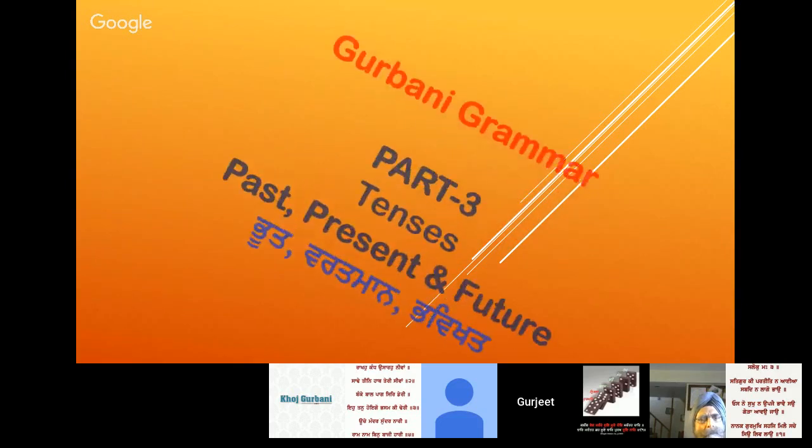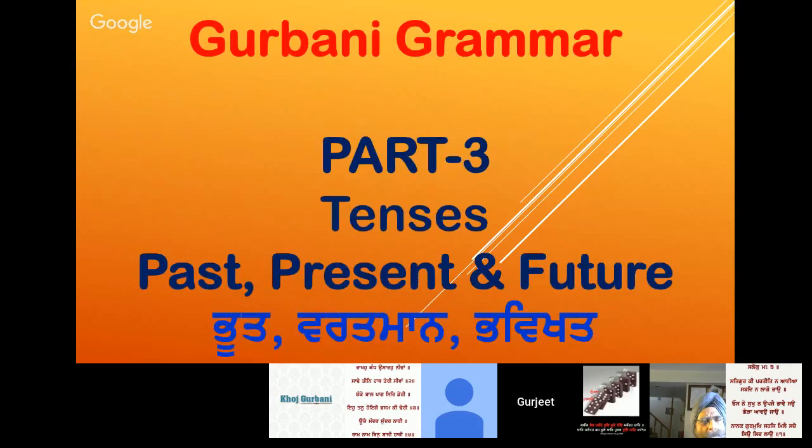So now let's start today's topic, Gurbani grammar part 3. Because time is a continuous thing. It keeps on going. So what is now present can become a past. And what was before that a future became a present, and then it becomes a past. In Gurmukhi we say Bhutkal, Vartaman Kal and Bhavikhat Kal. These are the 3 words we use for past, present, and future.